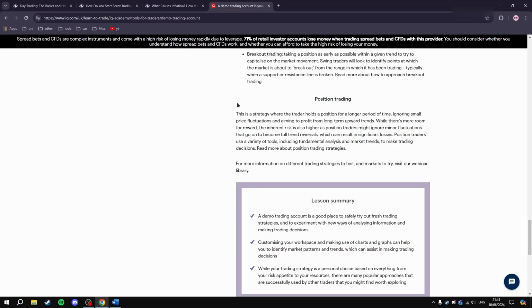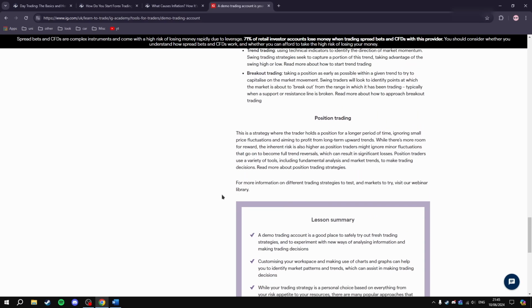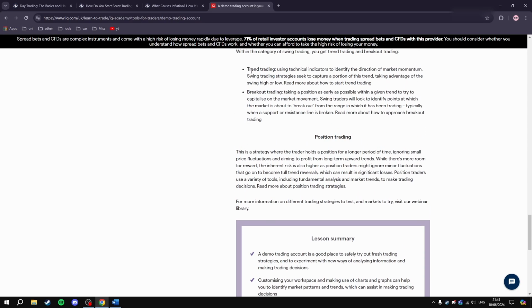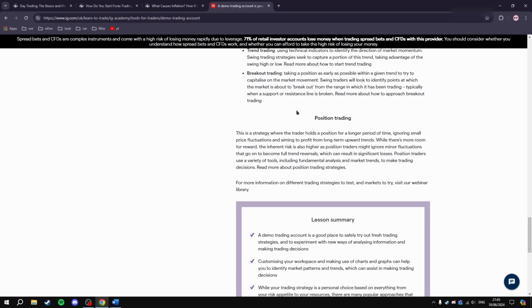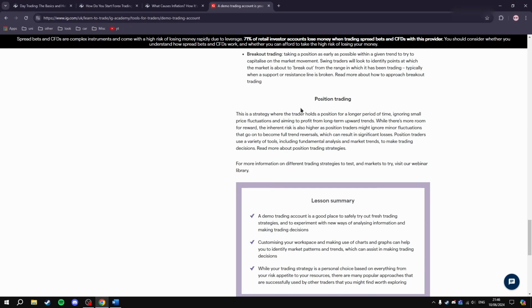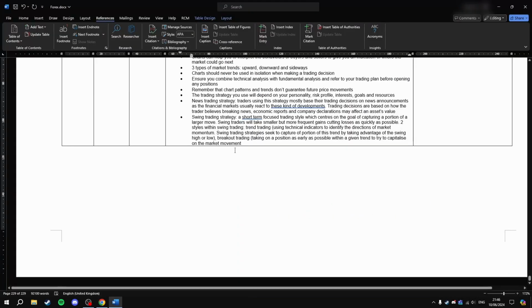I think I remember doing something similar to this in one of the previous lessons we did, where basically trend trading comes in late after you confirm the trend is actually there. So it's more secure than breakout trading, where you just hop in as soon as you see a breakout happening. So yeah, I remember doing some of this I think. A market movement, capitalize on market movement.